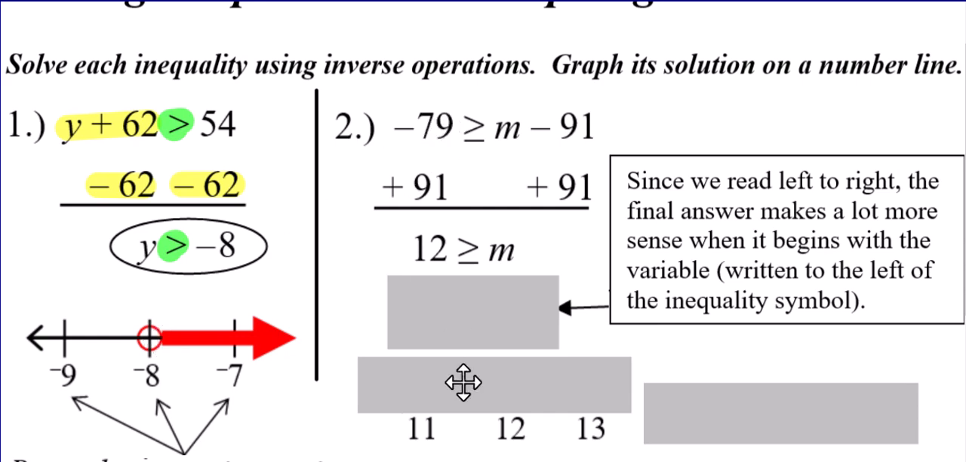Okay, let's take a look at problem number 2. We ask ourselves what's happening to the variable. We can see the variable's over here, and it is being subtracted by 91. Inverse, add by 91. We do it on both sides. Negative 79 plus 91 gives you 12.